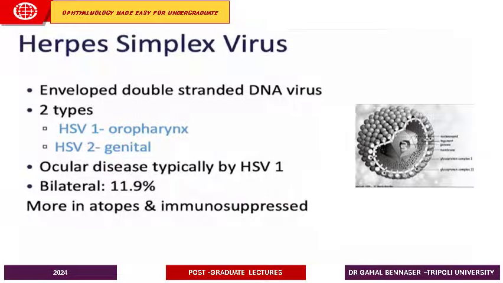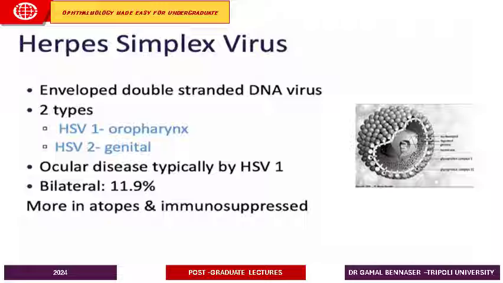Herpes simplex virus is a double-stranded DNA virus. It has two types, herpes simplex 1 and herpes simplex 2. Herpes simplex 1 usually presents in the oropharynx and is transmitted by direct contact or by kissing, and herpes simplex 2 is usually in the genital areas and is responsible for congenital herpes that happens to children during birth, passing through the birth canal. So the most common cause of ocular infection is herpes simplex 1.